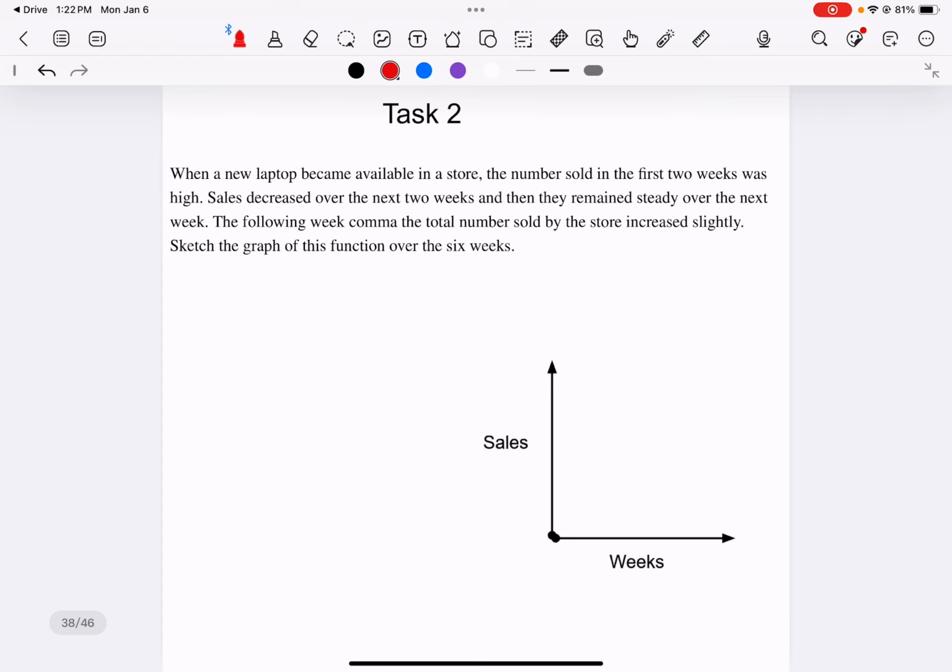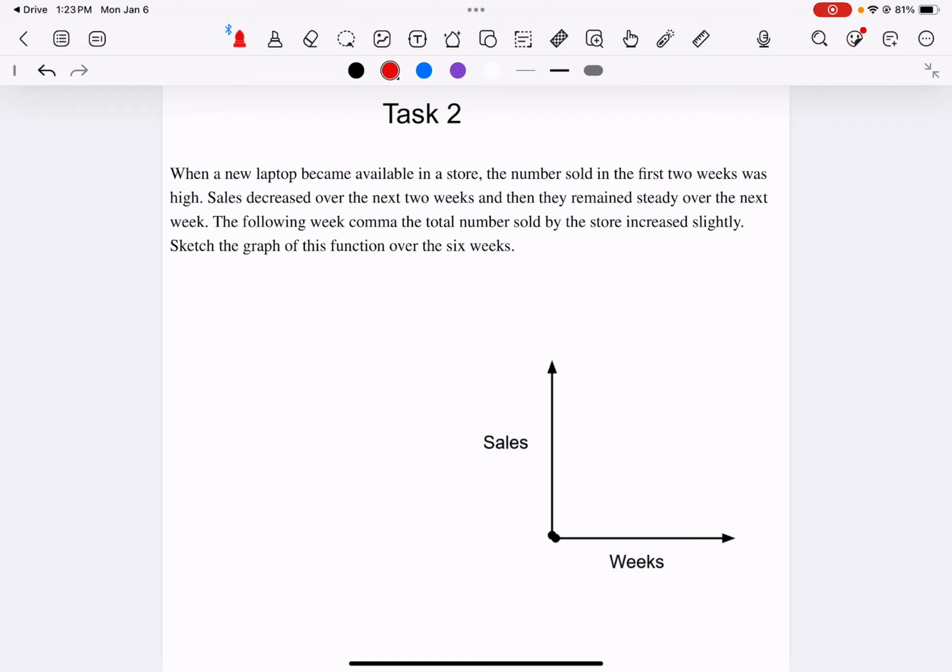When a new laptop became available in a store, the number sold in the first 2 weeks was high. Sales decreased over the next 2 weeks and then remained steady for the next week. The following week, the total number sold by the store increased slightly. Sketch the graph. So again, even though it says 6 weeks, we're not going to use numbers in our graph.